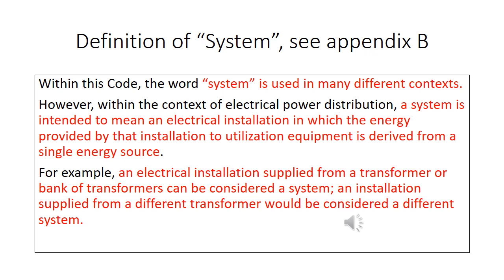However, within the context of electrical power distribution, a system is intended to mean an electrical installation in which the energy provided by the installation to utilization equipment is derived from a single energy source. For example, an electrical installation supplied from a transformer or a bank of transformers can be considered a system. An installation supplied from a different transformer would be considered a different system.